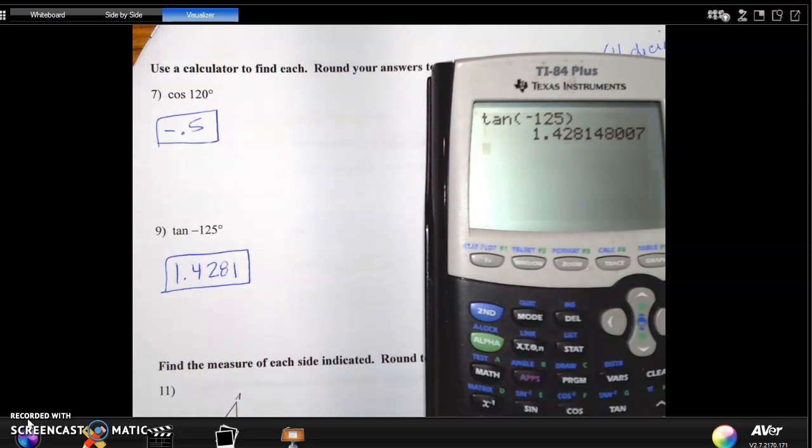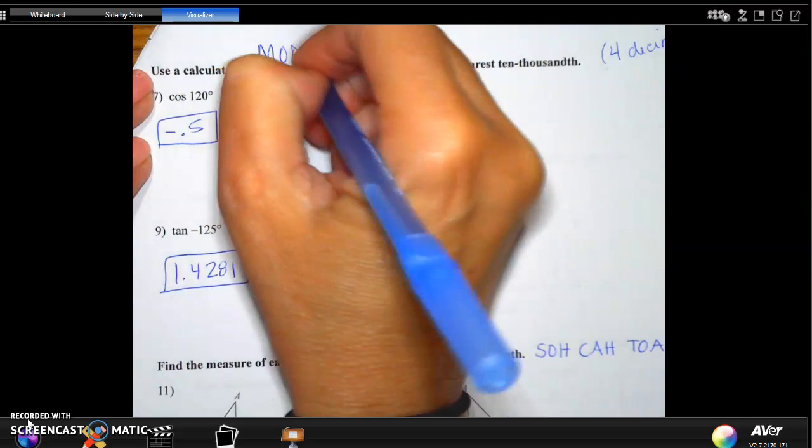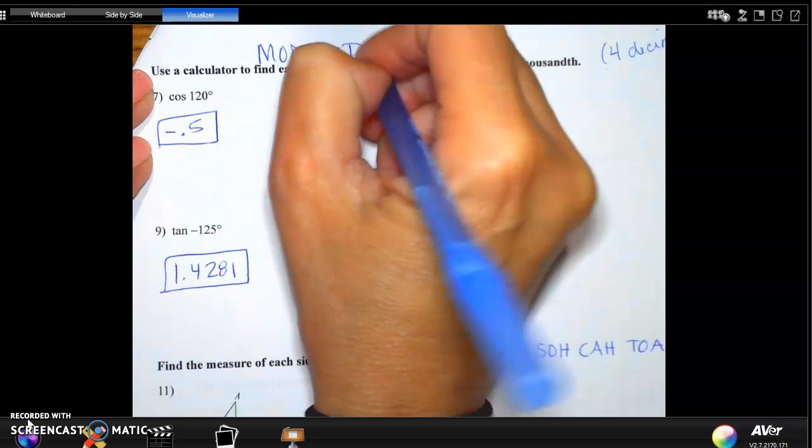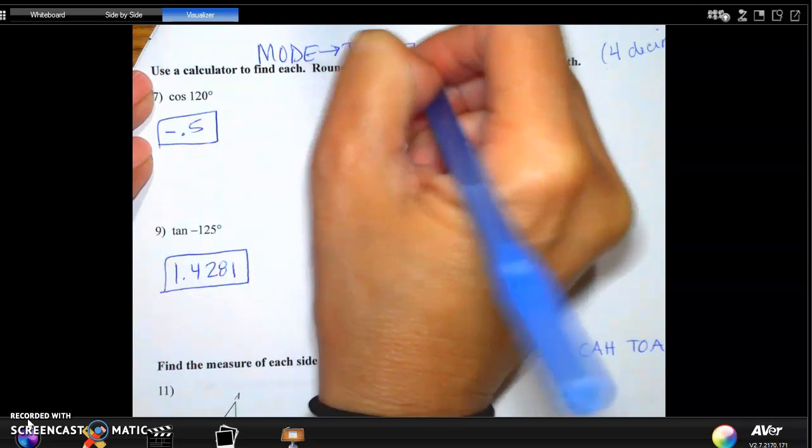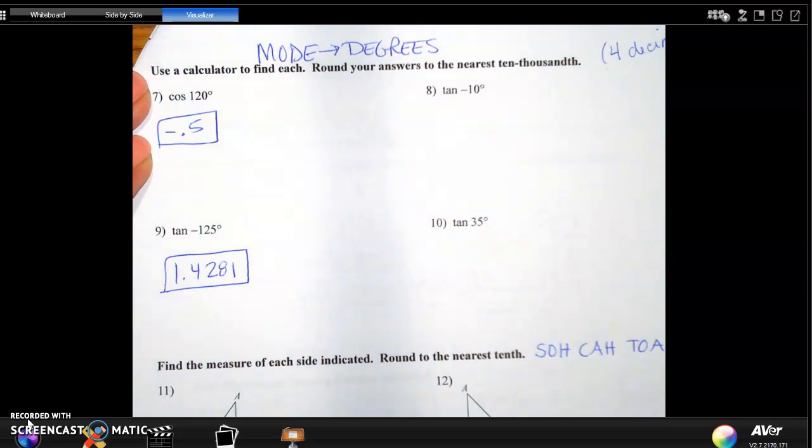Your biggest issue here is to make sure that your mode, I'll put it in the notes here for you too, is in degrees, because if it's not, you'll get some crazy answers that are incorrect.